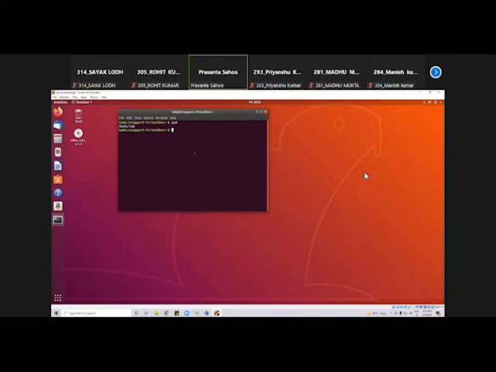Second command, clear. It simply clears the terminal screen. This is the second command, clear. Very simple command.